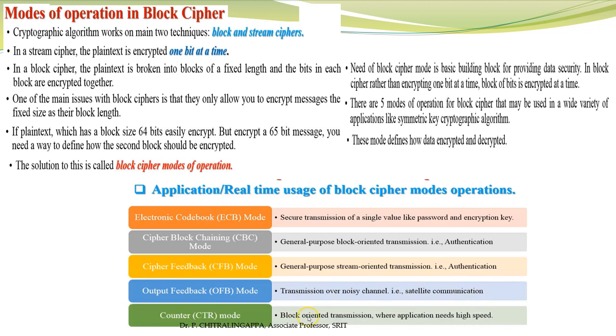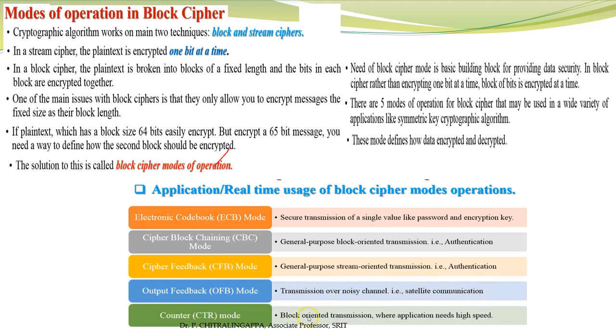If the plaintext has a block of size 64 bits, it is easily encrypted. But to encrypt a 65-bit message, you need to define how the second block should be encrypted. The solution for this is block cipher modes of operation. So these are some of the modes.